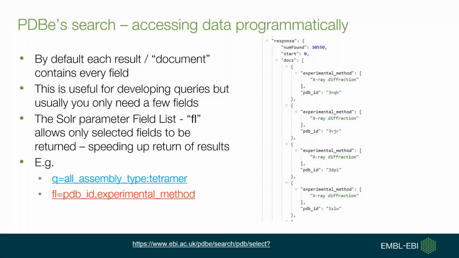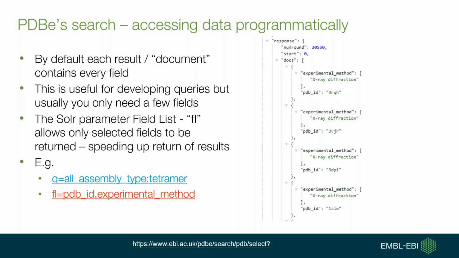So what do we get when we use this search? By default, when we run a search, we get every single field within a document returned to us. So this is very, very useful when you're not quite sure what you're going to get and you want to just test queries out and see how you join things together.